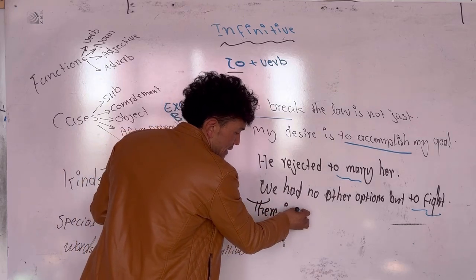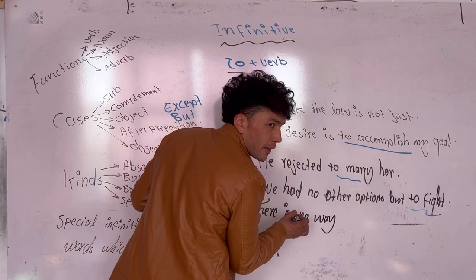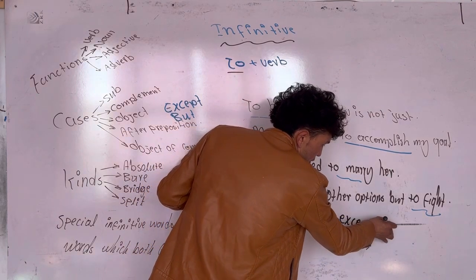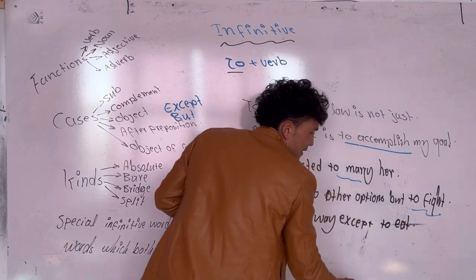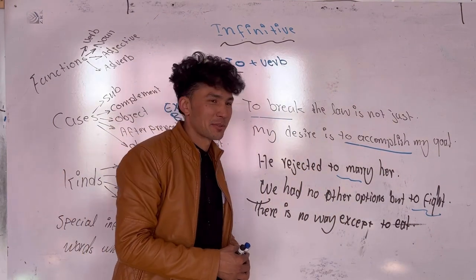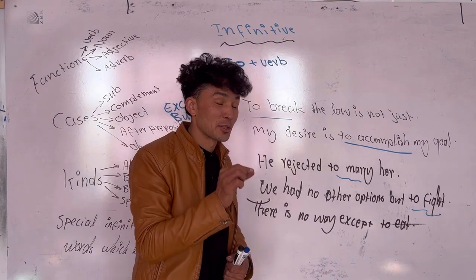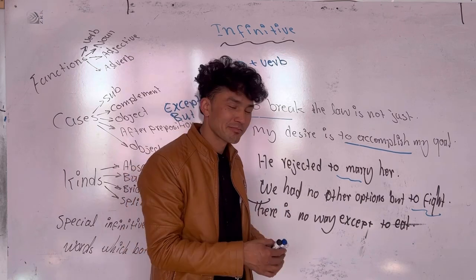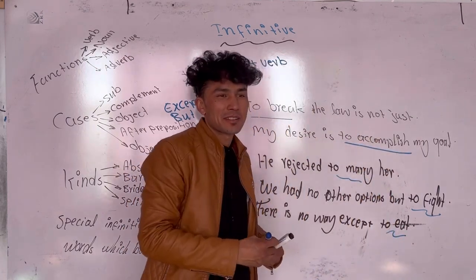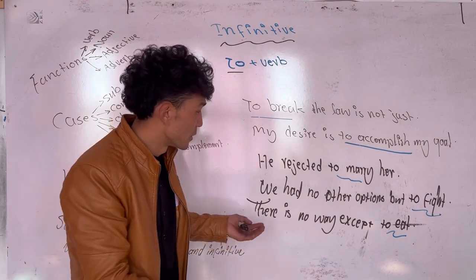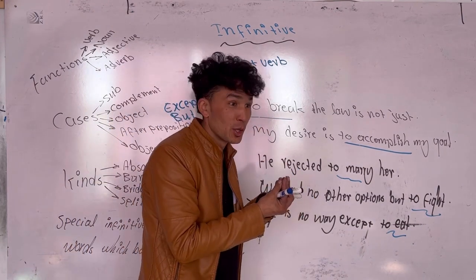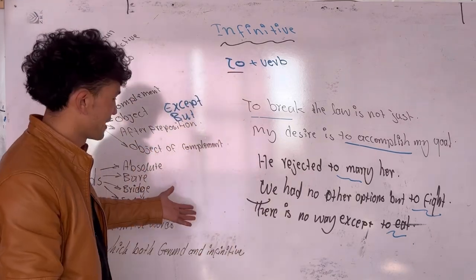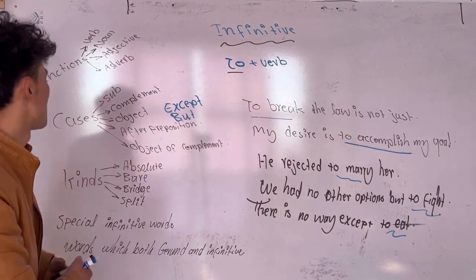There is no way except to eat. For example, when one of your friends invites you and orders you to eat a lot, there's no way except to eat. It means without eating, there's no other way. You have to eat all of the food, or else you'll be slaughtered. Yeah, correct. There's no way except to eat.